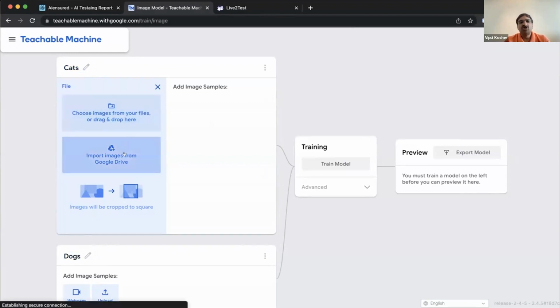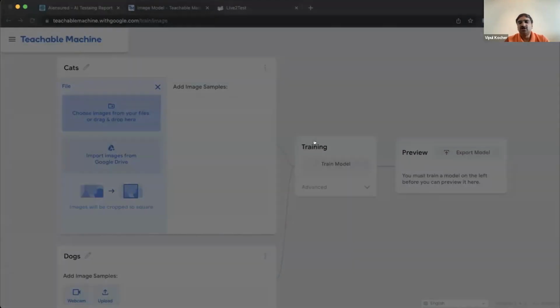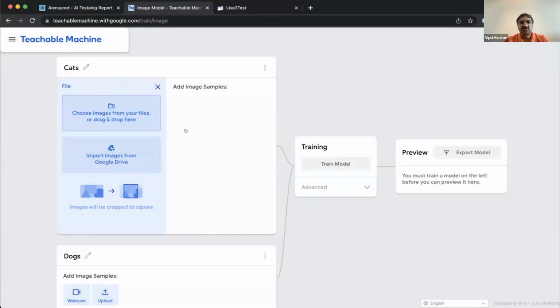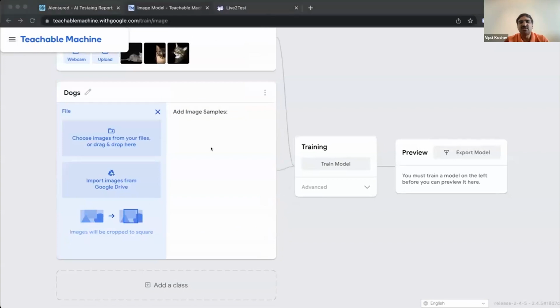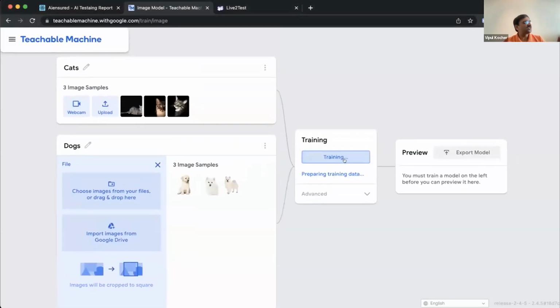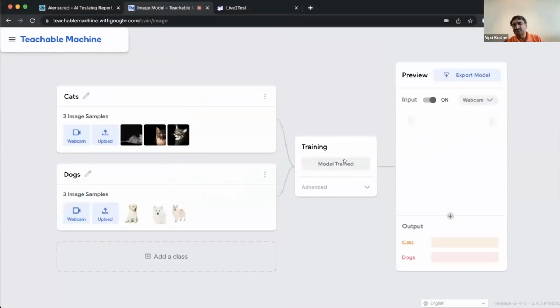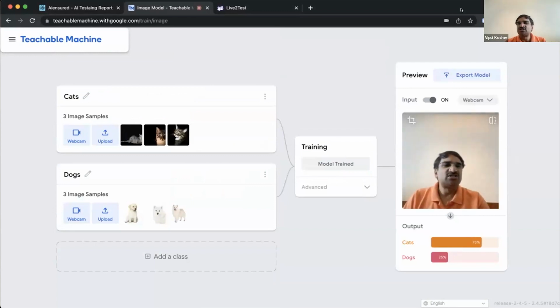So I'm going to have two classes, cats and dogs. And I'm going to drag and drop images here of cats and dogs. So you will see that soon. Now you can see that I have dropped some cat images, and now I'm going to drop some dog images, and I'm going to train my model. Now this is going to train a neural network, and the model has been trained, and now it is telling you that what you are seeing on the screen is actually a cat.